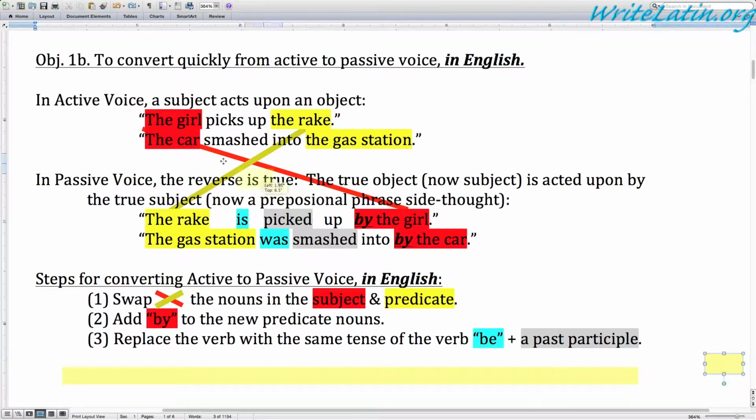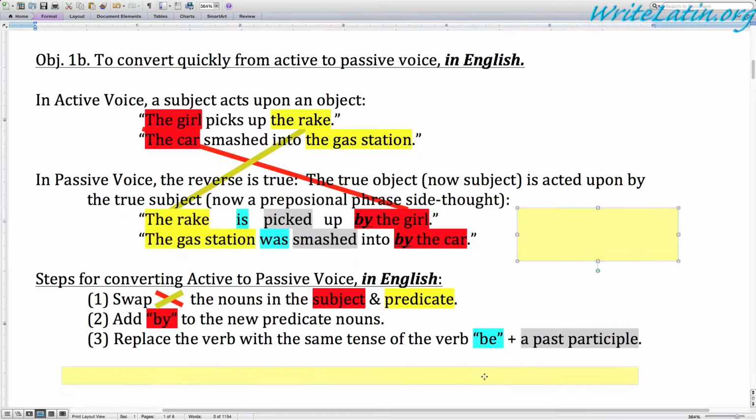In passive voice, it's reversed. You can see I have this yellow and red X here. So in passive voice, the true object, like rake or gas station, is now what's going to get talked about and is going to become our subject. So it's going to go to the start of the sentence.